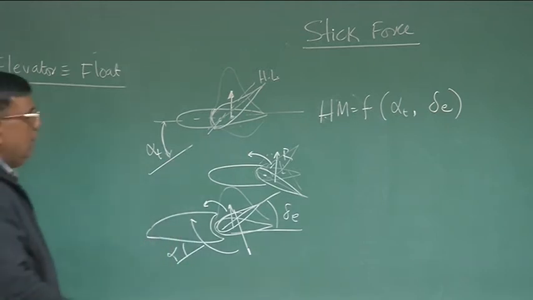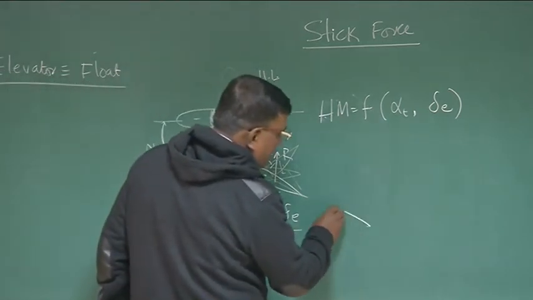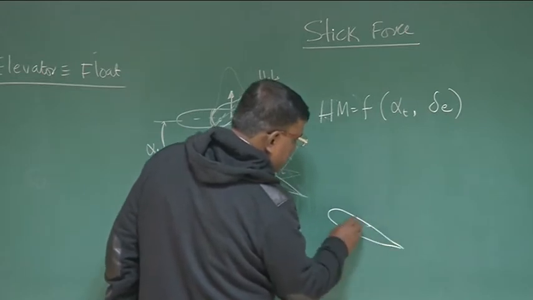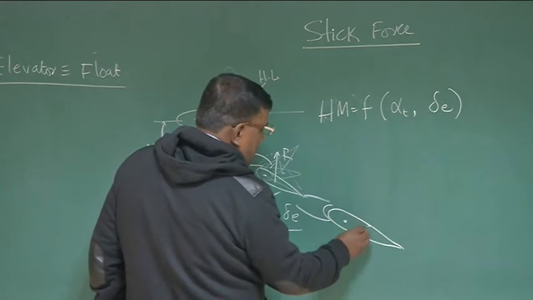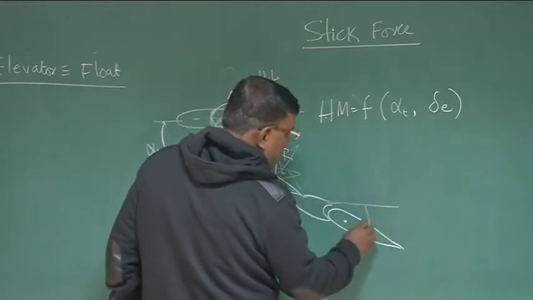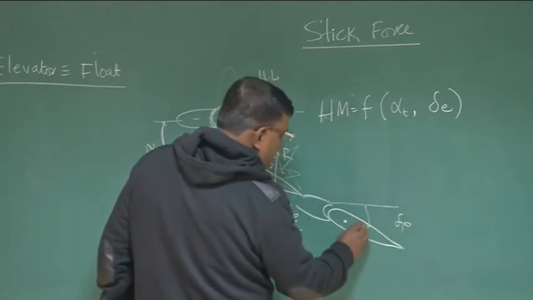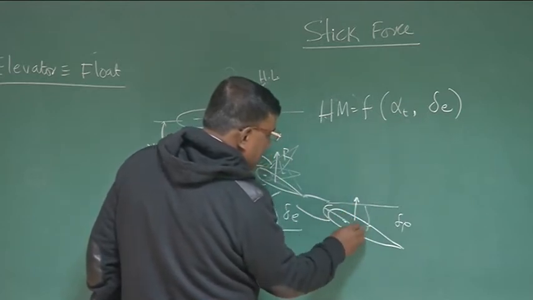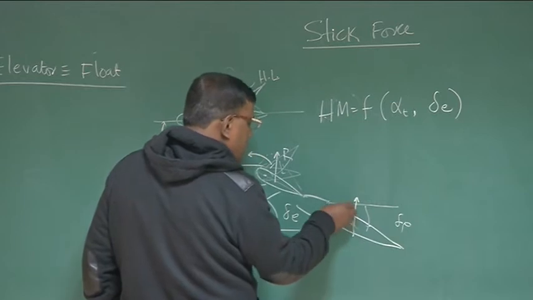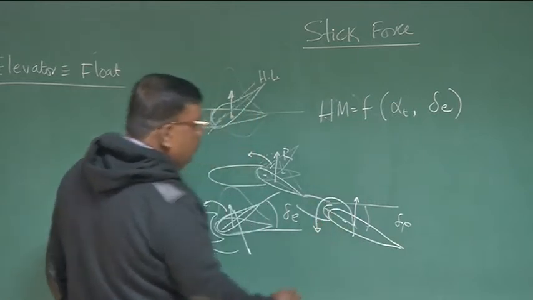Right? Similarly, for a positive delta E, you could see here, positive delta E, the force will be somewhere here. So about the hinge line, it will generate a nose down moment. So what is the message?